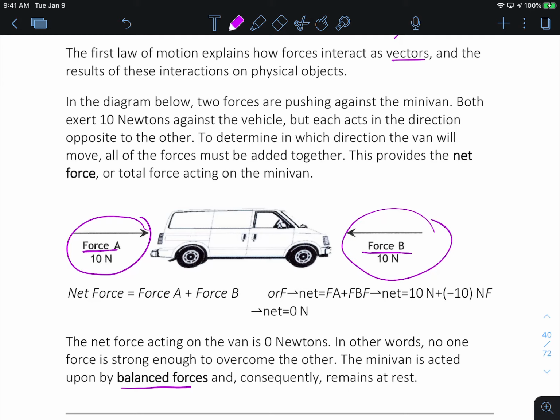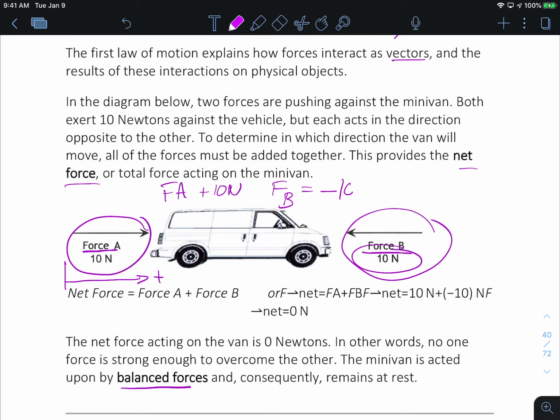So to determine which direction the van will move, all the forces must be added together. This provides a net force or a total force. So in this case, we have force A, which is, let's call it positive 10 newtons. And we have force B, which is 10 newtons, but because it's moving in the opposite direction, and let's just call this direction the positive direction, we're going to say that it is actually negative 10 newtons.